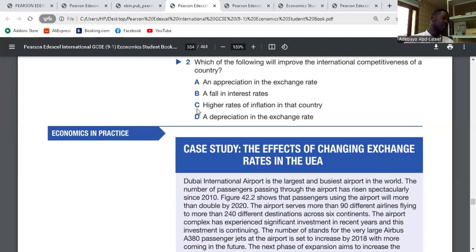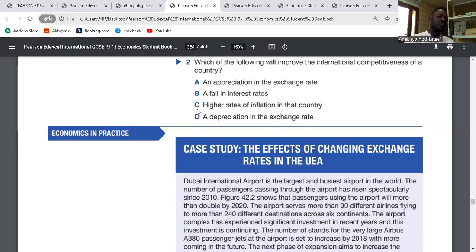An appreciation in the exchange rate will bring about an increase in the value of the country's currency. That means the country's currency will buy more foreign currencies, which means prices of exports become high. And if the price of export is high, it means you cannot be internationally competitive. Foreign customers will start seeking alternatives. It is not A.